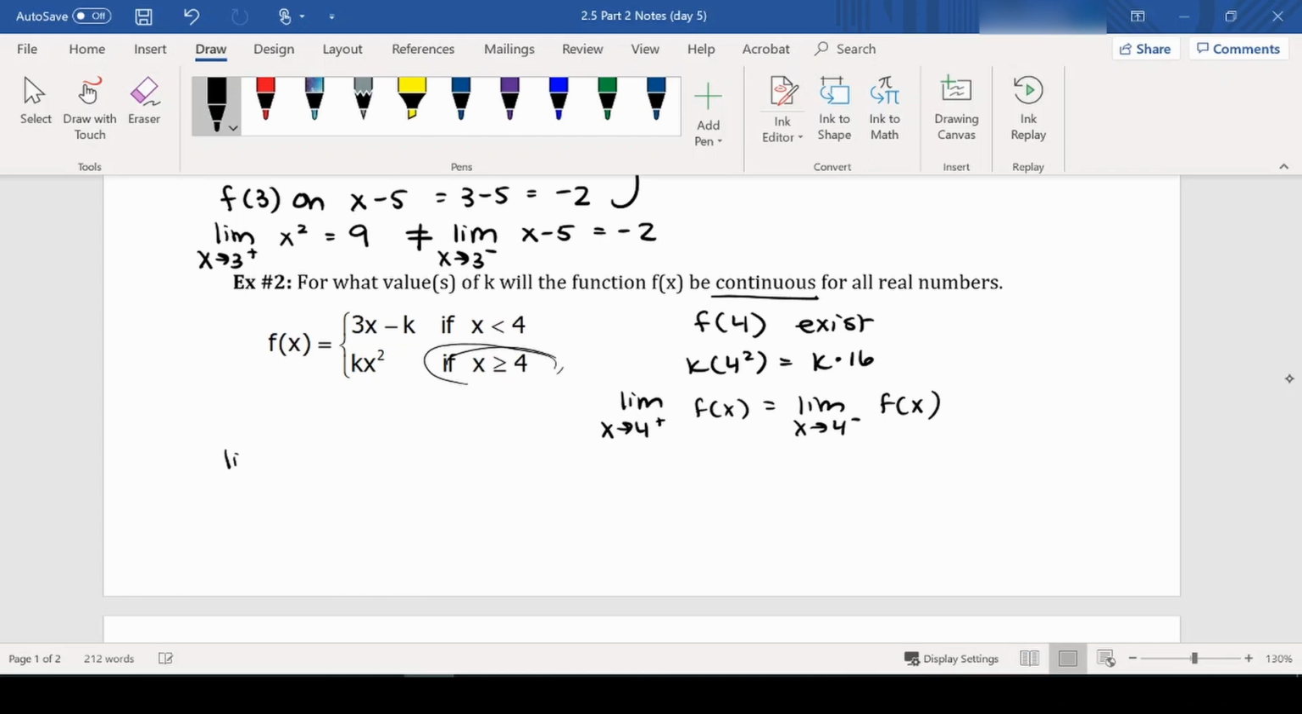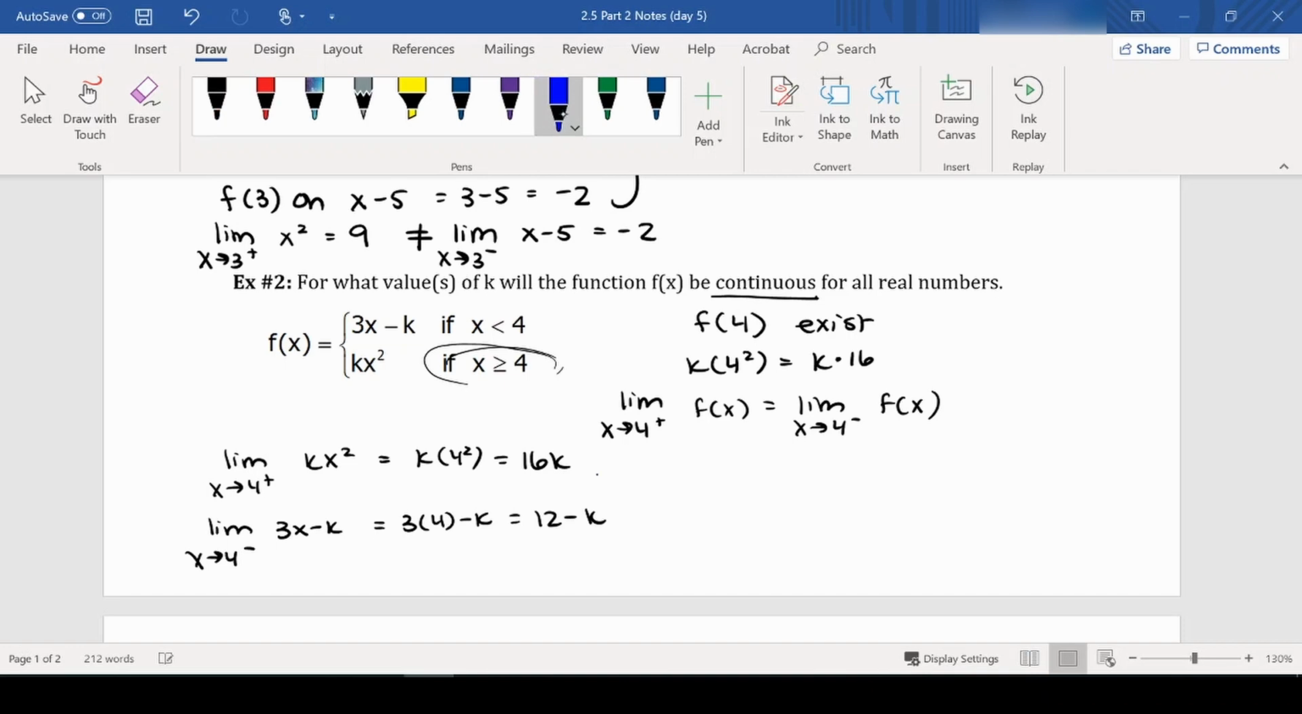So for us, the limit as x approaches 4 from the right is going to be the kx squared section, which will equal k times 4 squared, or 16k. The limit as x approaches 4 from the left will be 3x minus k, which will equal 3 times 4 minus k, or 12 minus k. So in order for these to be equal, I would have to have 16k equals 12 minus k, or 17k equals 12, or k is going to have to equal 12 over 17.